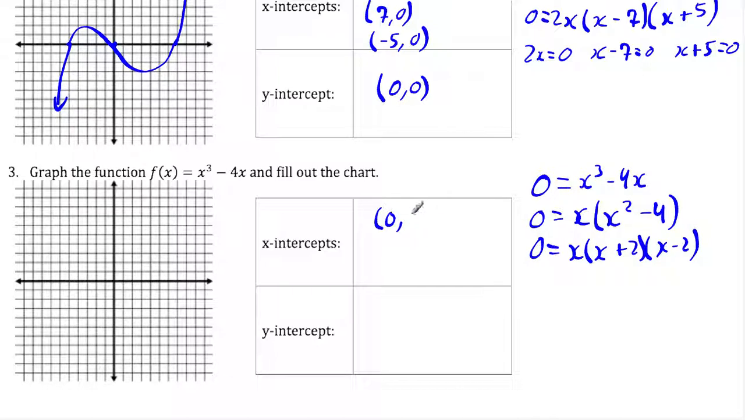So yet again, I have (0, 0) as an x-intercept, which means that's also going to be a y-intercept. I'm going to have (-2, 0) and also (2, 0). So I have 0, positive 2, negative 2. Just as before, we have an odd degree with a positive leading coefficient. So as I go to the right, that goes up. As I go to the left, that goes down. And in between, just a little squiggle.